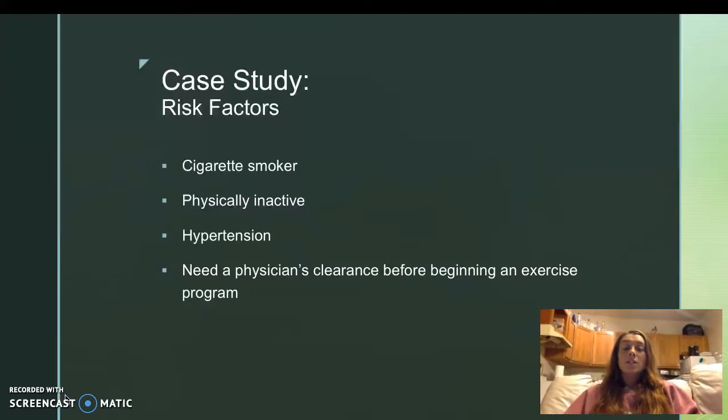Amanda's risk factors. She presents with 3 risk factors, the first of them being that she is a cigarette smoker, her second being that she is physically inactive. She does not meet the recommended weekly recommendations set forth by the ACSM. She also has high blood pressure. She is in stage 1 hypertension with her blood pressure of 142/90. Because of these 3 risk factors, she needs a physician's clearance before beginning an exercise program.